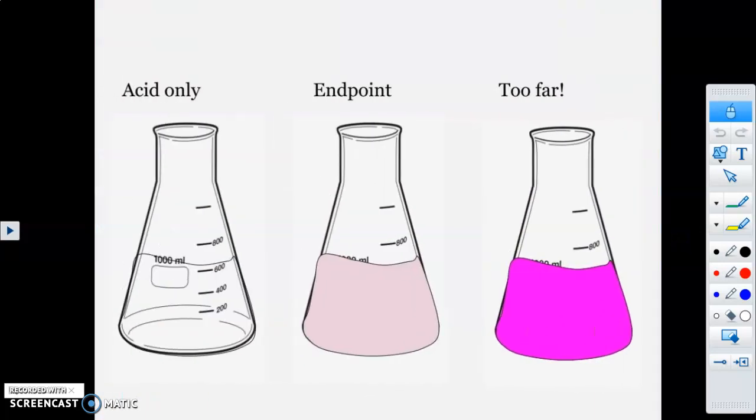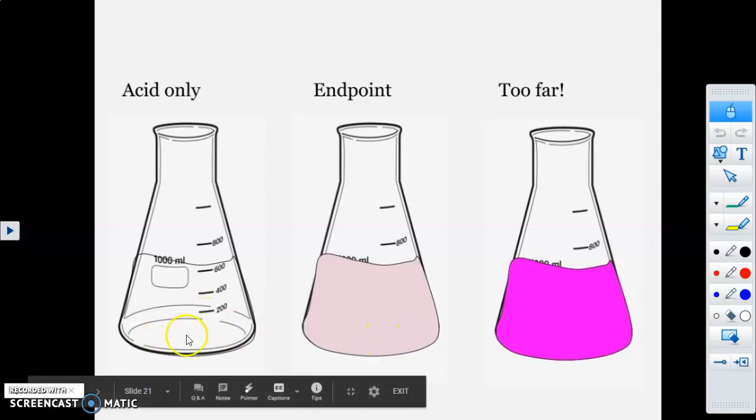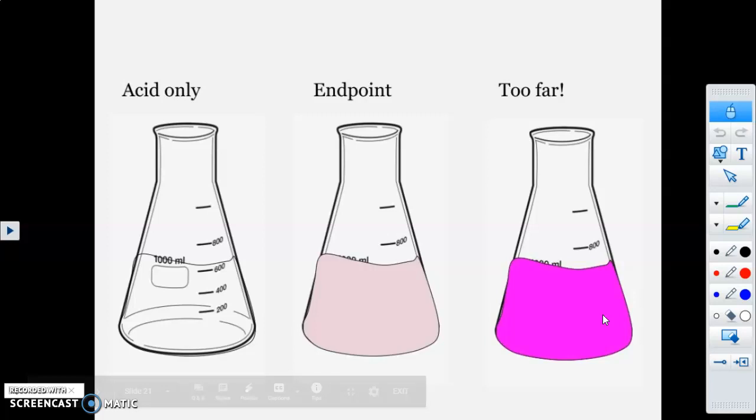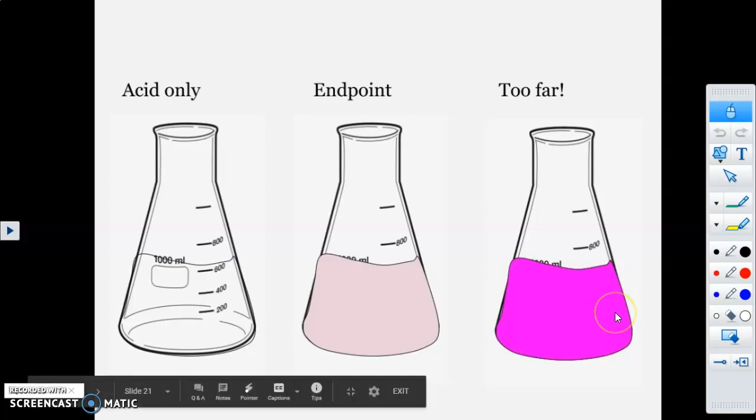And so when you start, you're going to have your acid with the phenolphthalein. It's going to be completely clear in this flask. When it reaches the end point, it's going to turn kind of light pink. If it turns this dark pink, that means you've gone too far. And we'll see an example of each of those when you do the virtual titration lab.